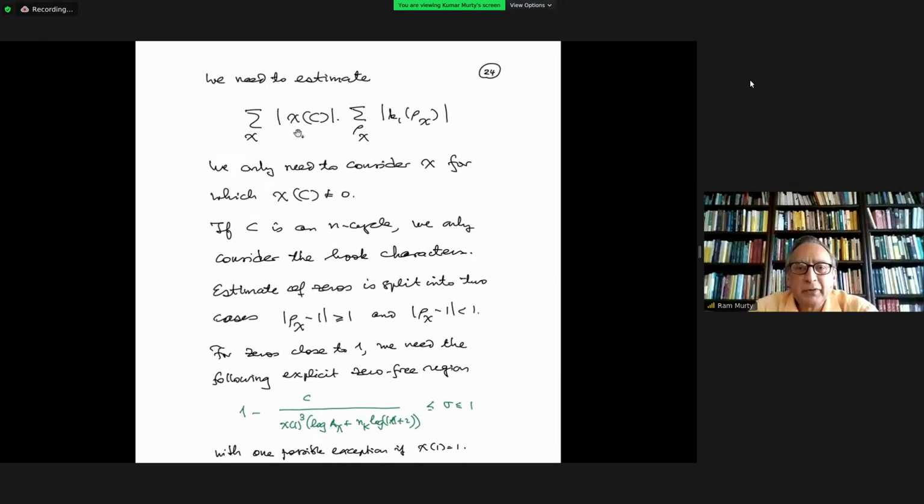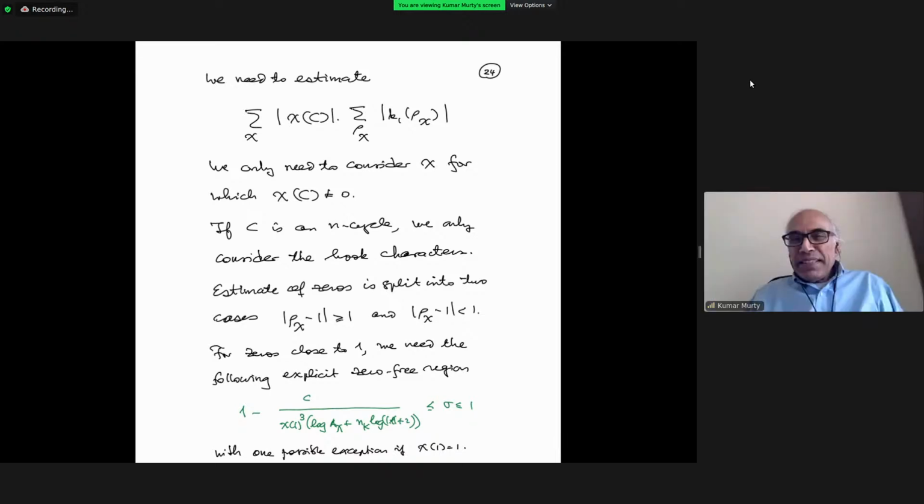If you use Cauchy-Schwarz, don't you get the summation over all the characters of the mod squared of chi of c, and doesn't that give you a saving? Doesn't that give you something like mod g over mod c? But the problem is here you get much better, because the only characters you need to worry about are the hook characters. Why is that?